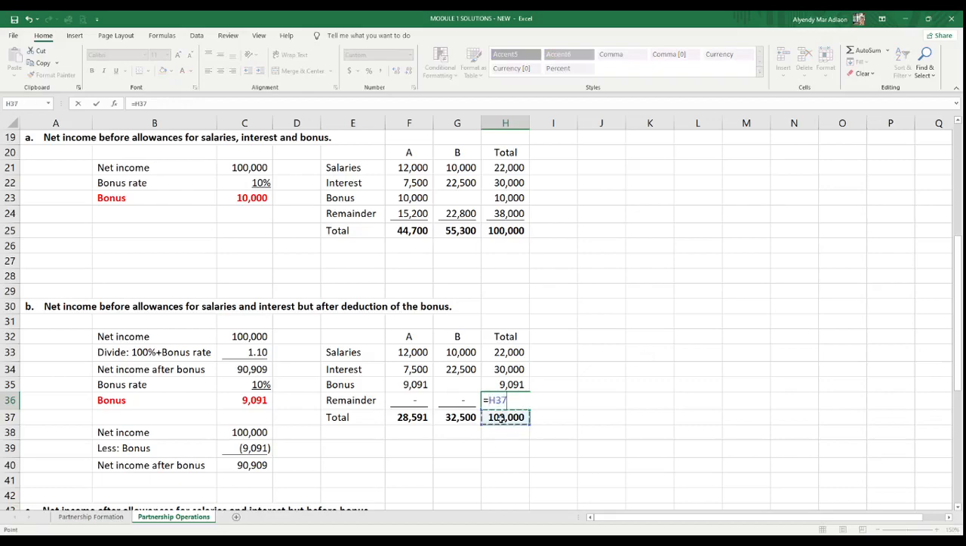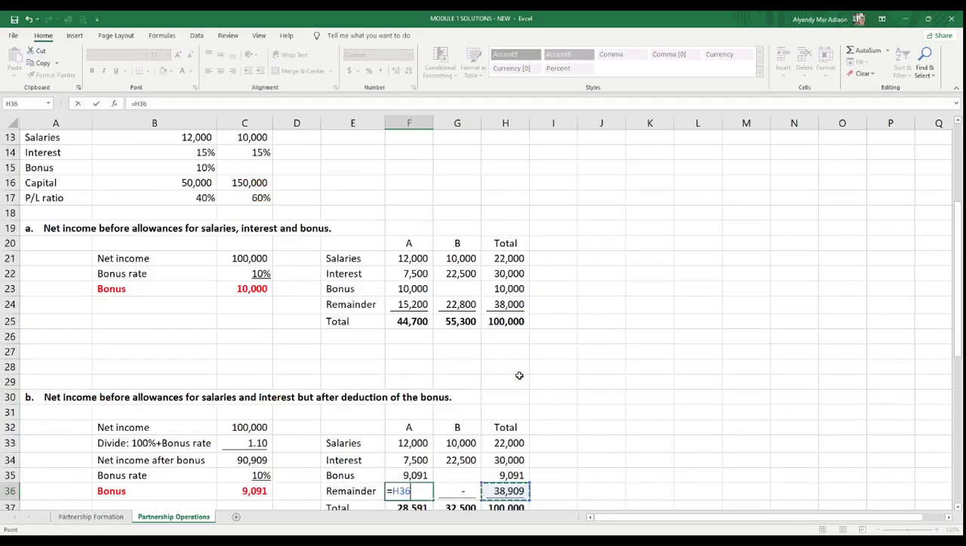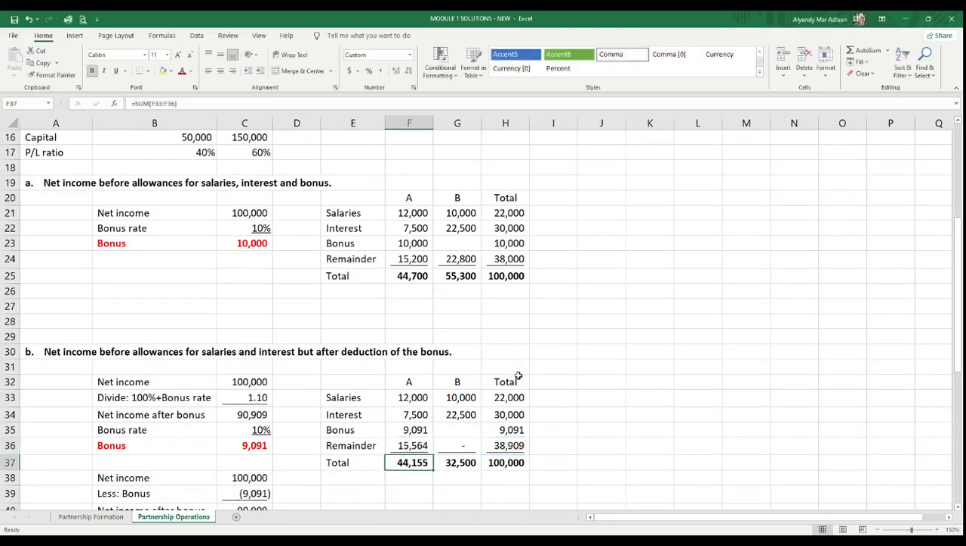So how much is our remainder? We have 100 minus 22 minus 30 minus 9,091, so that is 38,909. Multiply it by their respective P&L ratio for the remainder, so 38,909 times 40% and 38,909 times 60%. So here is the profit distribution of each partner. We have 44,155 for A and 55,845 for B. Okay, so take note of this method.